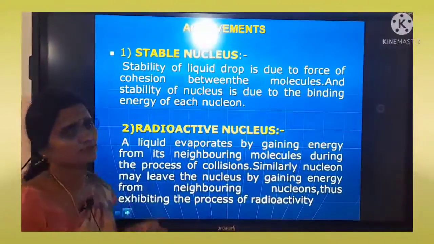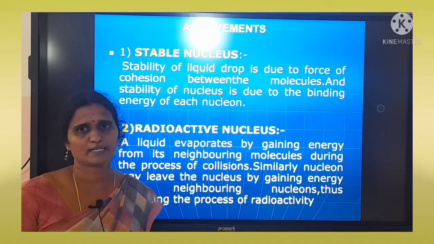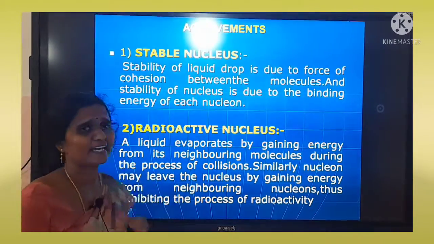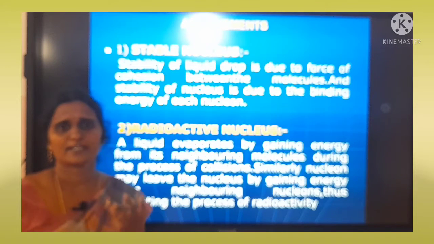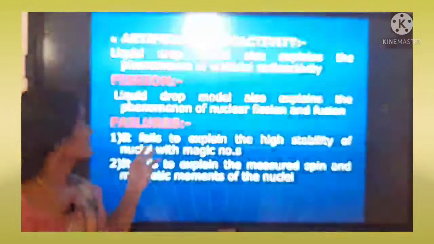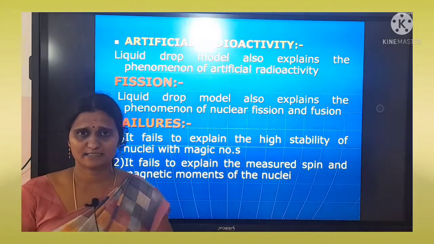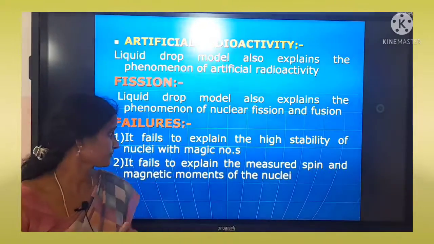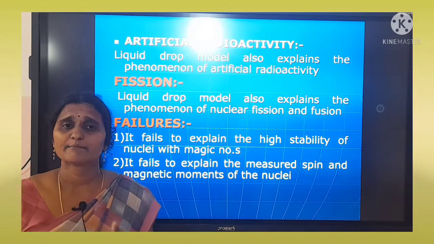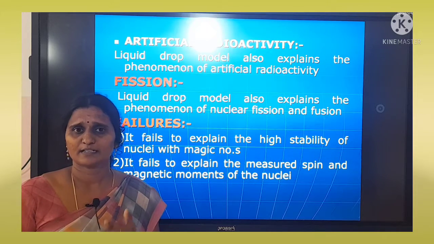Then the achievements. Using this liquid drop model, we can explain the stability of the nuclei. The stability of the nuclei can be explained by this model, and radioactivity, nuclear fission and nuclear fusion are also explained successfully by this model. The drawback of this model is that it doesn't explain the magic numbers, and it also doesn't explain the spin and magnetic moment of the nuclei. That is why the new shell model arrived.